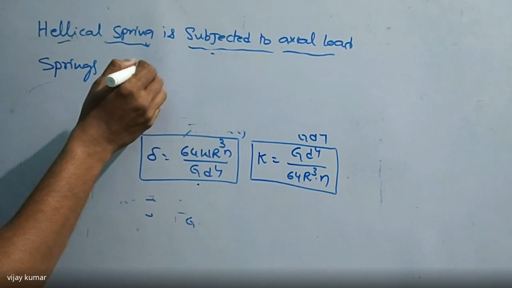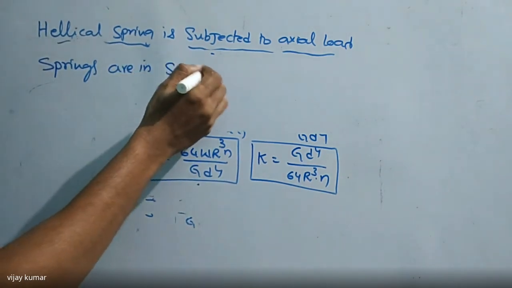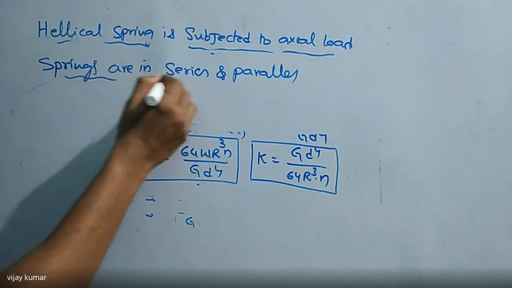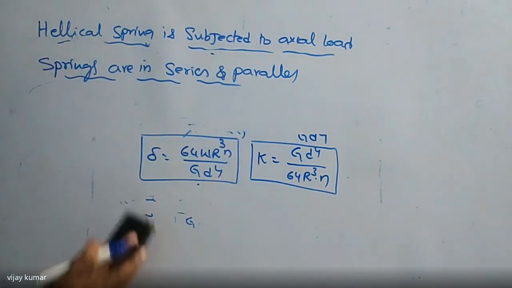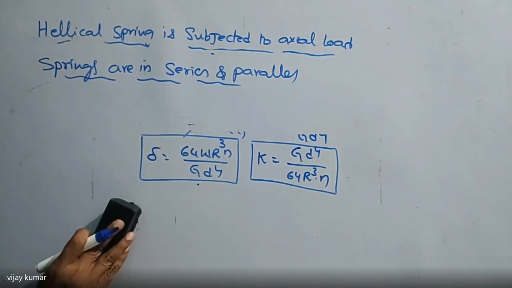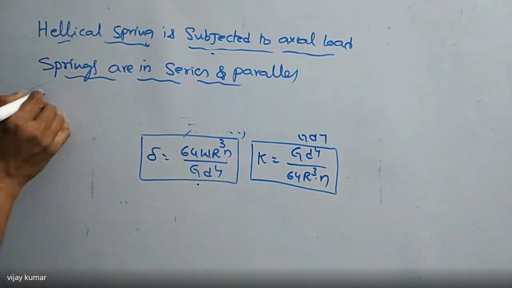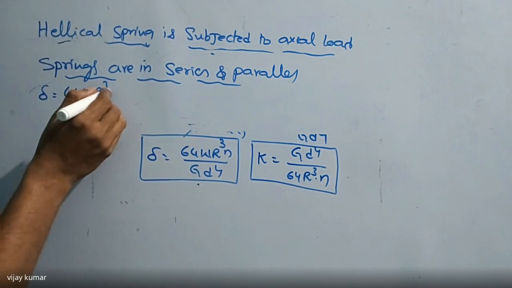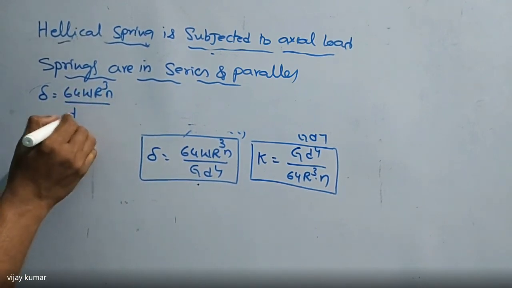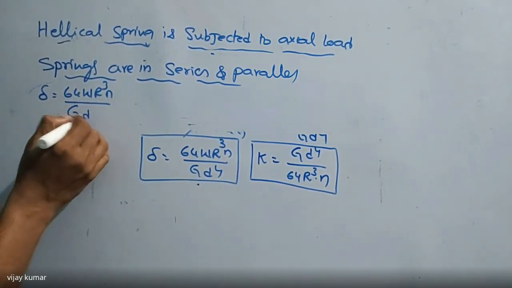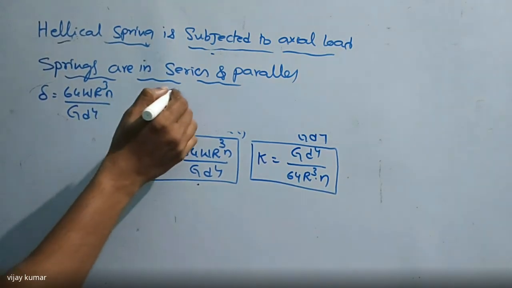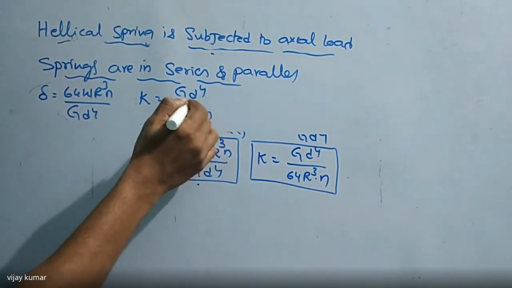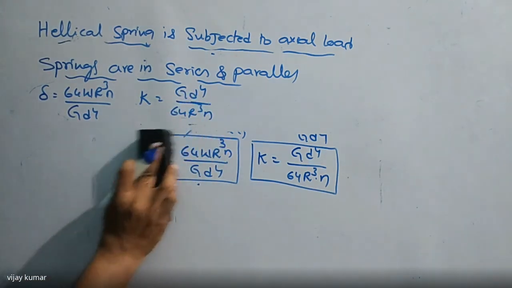Springs are in series and parallel. So these are the two formulas we can remember. That is, I'm writing here delta is equal to 64 times W into R power 3 into N divided by G into D power 4, and K is equal to G into D power 4 by 64 times R power 3 into N. So these are the two formulas we can remember.